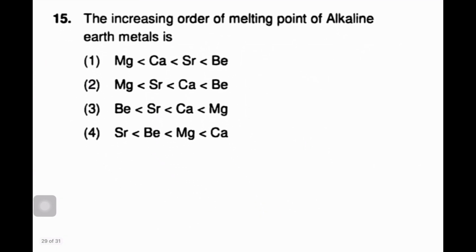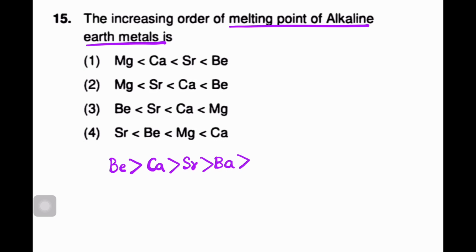Now, the increasing order of melting point of alkaline earth metals. The melting point trend in alkaline earth metals is not regular, and it is due to the strong electropositive nature of the alkaline earth metals and comparatively low ionization energy compared to d-block metals. In that case, the order is beryllium having the maximum, then calcium, then strontium, then barium, and minimum is magnesium. That's the order of melting point.